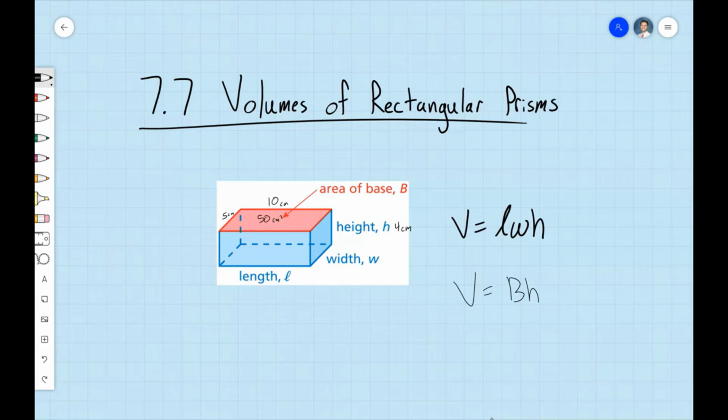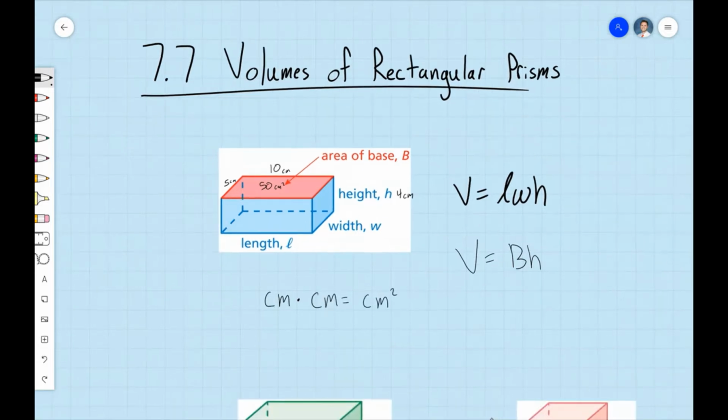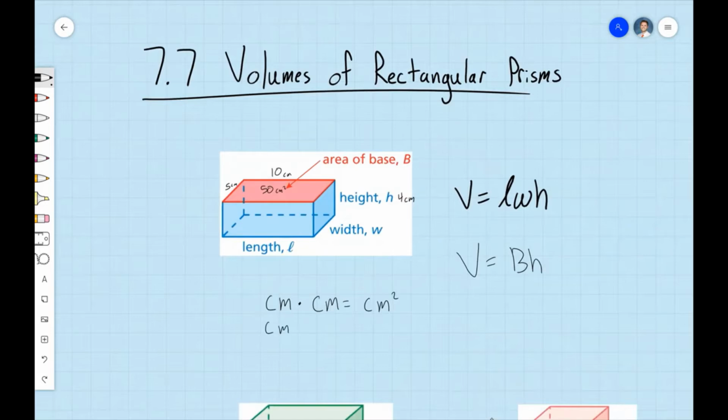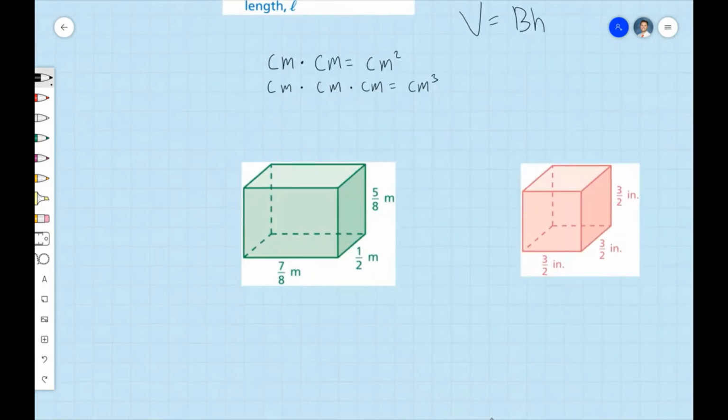Just like we talked about before, if centimeters times centimeters can be written as centimeters squared, then centimeters times centimeters times centimeters can be written as centimeters cubed. And again, this should make some sense because a cube is three-dimensional. So we can see that connection to using cubic units here. Again, our formula to find the volume is simply the length times the width times the height. So let's practice this a little bit.